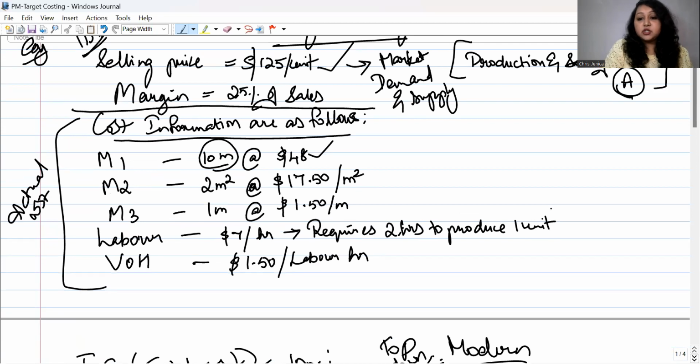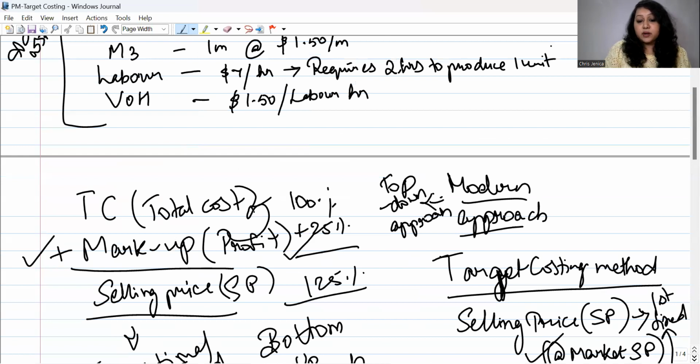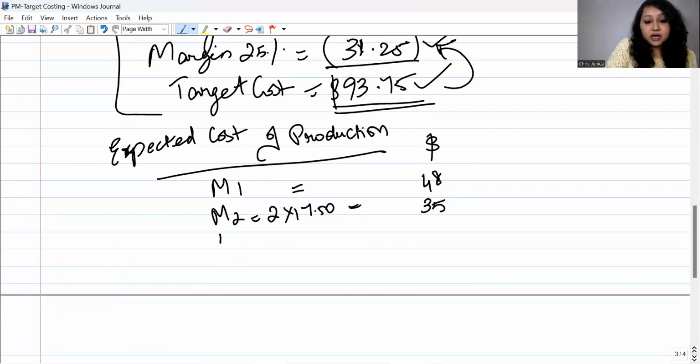Then what about M3? I need 1 meter to produce product A. That is $1.5 for 1 meter. So I'll directly take that: $1.5.